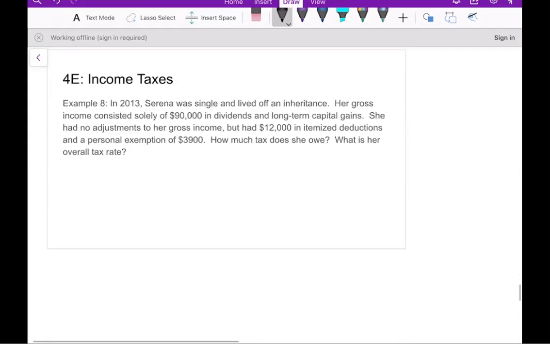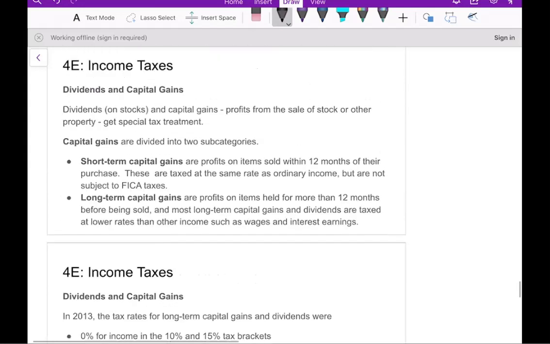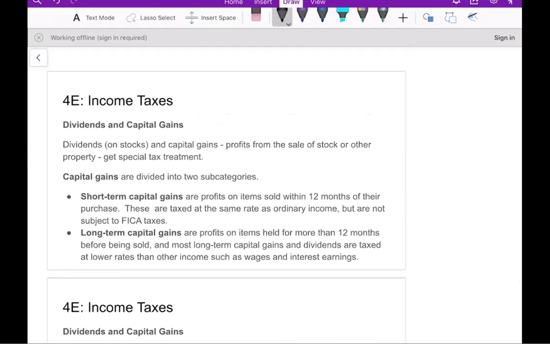Okay, now I believe this is the last thing that we discuss here. The next thing that we have here is dividends and capital gains. Dividends on stocks and capital gains, which are profits from the sale of stock or other property, get special tax treatment. Capital gains are divided into two subcategories. You have short-term capital gains, which are profits on items sold within 12 months of their purchase. These are taxed at the same rate as ordinary income, but are not subject to FICA taxes. You have long-term capital gains, which are profits on items held for more than 12 months before being sold. Most long-term capital gains and dividends are taxed at lower rates than other income, such as wages and interest earnings.